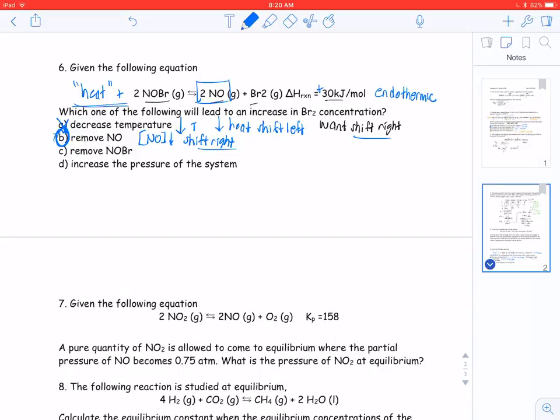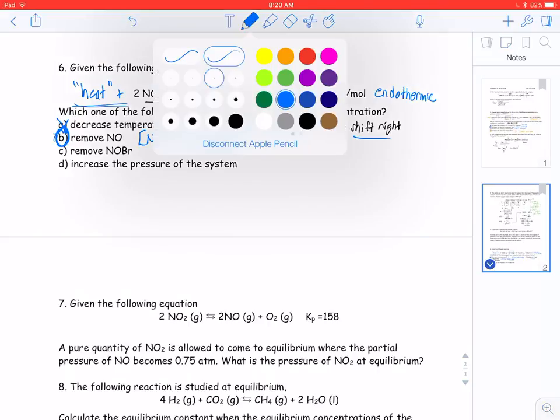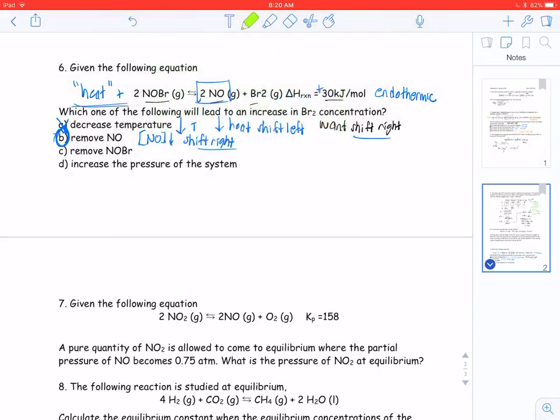Okay? What if we remove NOBr? NOBr is here in the box. If we remove NOBr, we're decreasing the concentration of it. We shift towards the decrease, so we shift left, which means that's the opposite direction we're interested in.